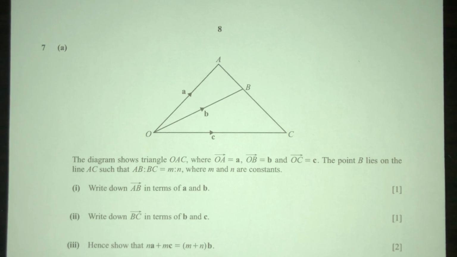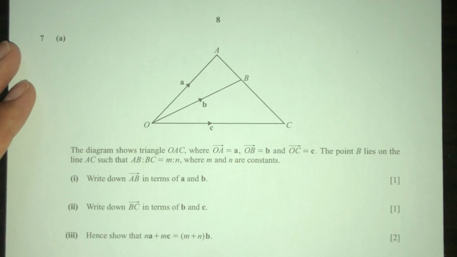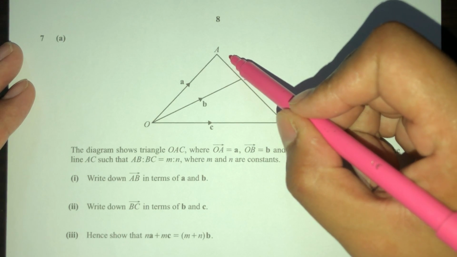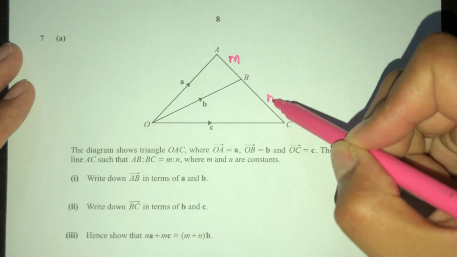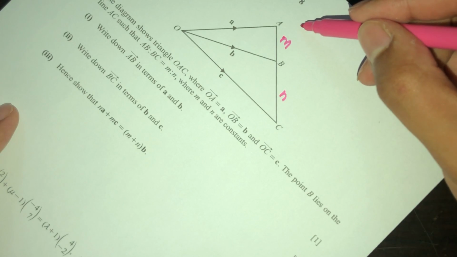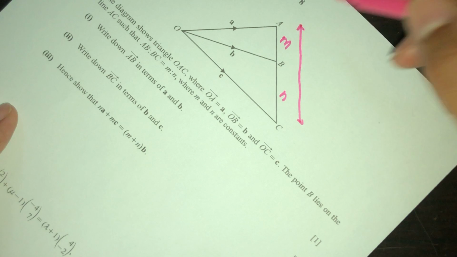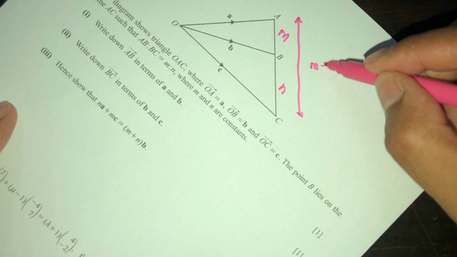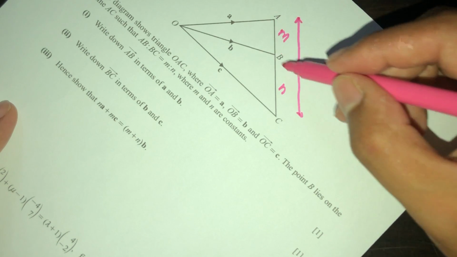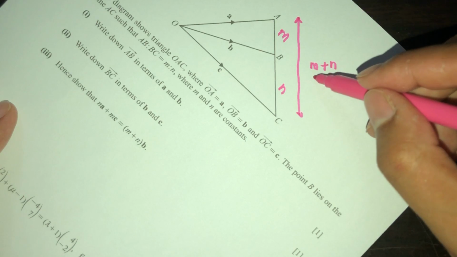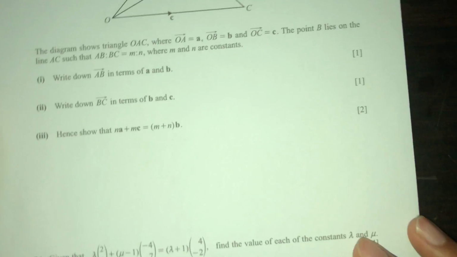The point B lies on AC such that the ratio of AB to BC is M to N. So basically, this is M here, the ratio M to N. But now you would say, what if you combine them together? What is this whole length? Pretty easy. This will be M plus N. Makes sense, right? If this is M, this is N, the whole thing together will be M plus N.